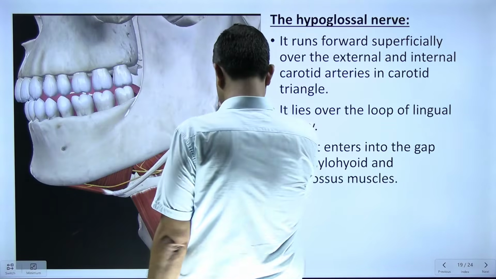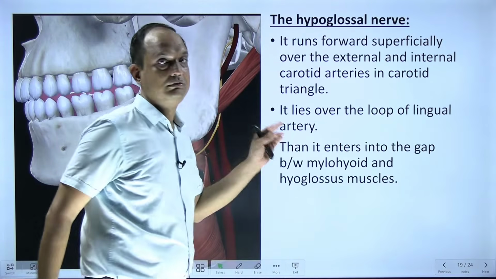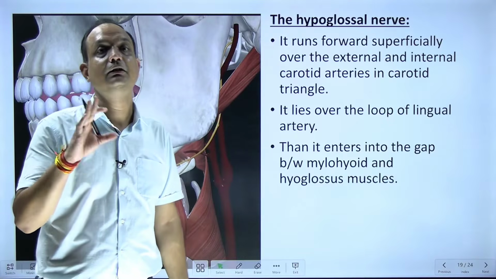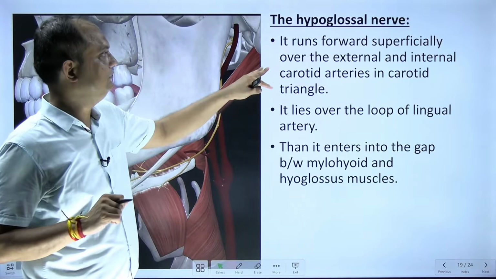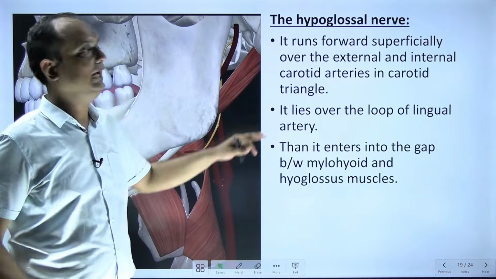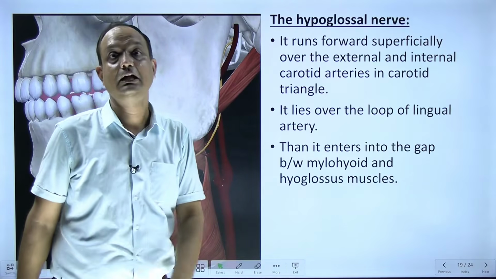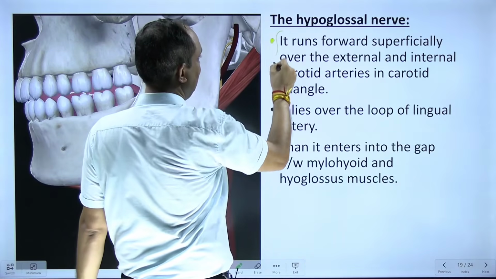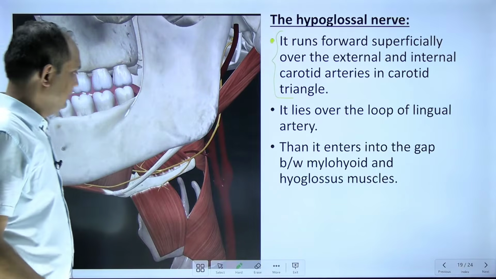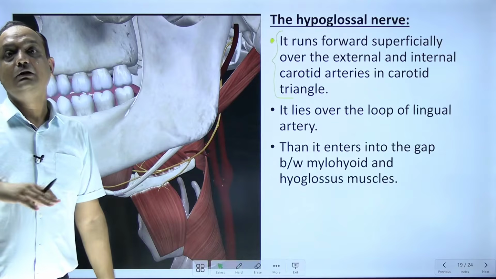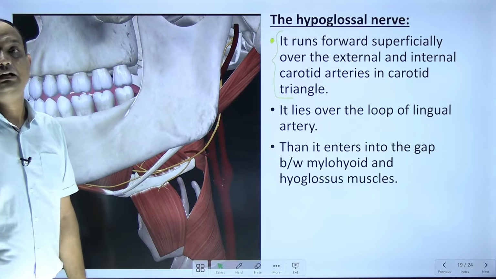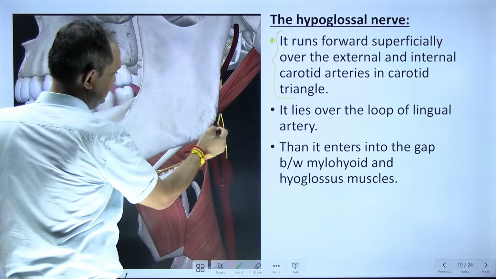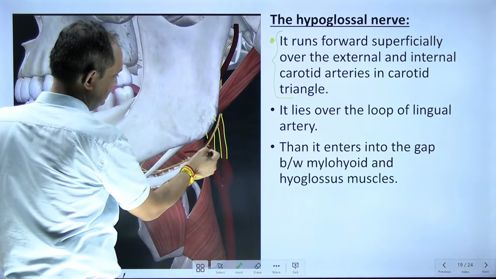Now we will talk about the hypoglossal nerve. Now this hypoglossal nerve comes out from the hypoglossal canal, that is known as the anterior condylar canal. Now this nerve runs superficially on the external and internal carotid arteries in the carotid triangle. Now this is a question which has been asked many times in exams: which of the following nerves lies on the outer side of the internal and external carotid artery? So here you can see these are your two arteries, this is one artery and this is the external carotid.